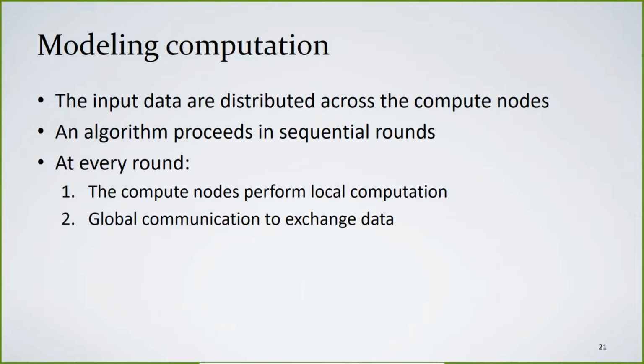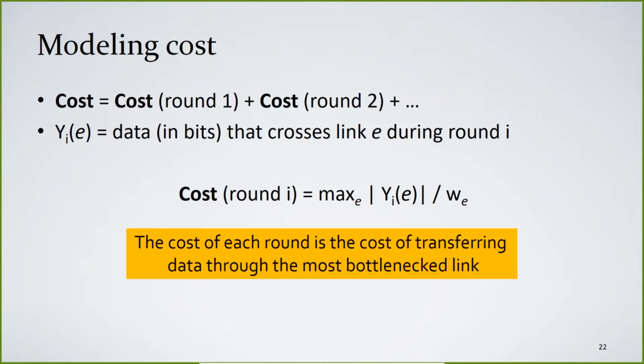The main thing here is that input data are distributed across the compute nodes, and algorithms proceed in sequential rounds. In every round, I move something and I compute something. The idea is that the cost in this new model is quantified not by the computation cost, but by how long it takes to transfer the data over the slowest link in this graph.